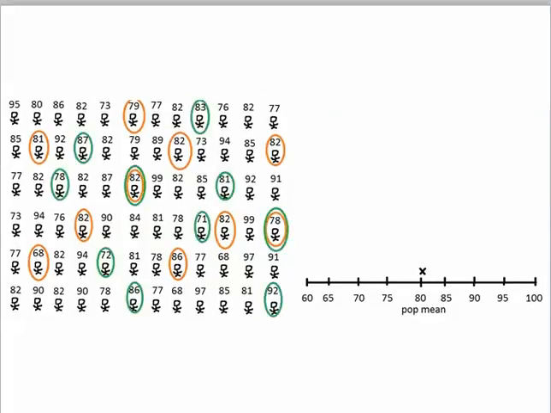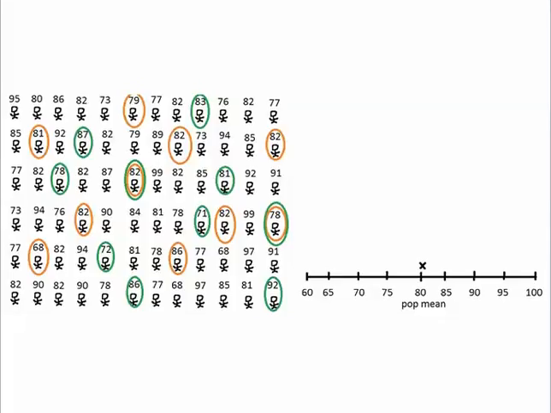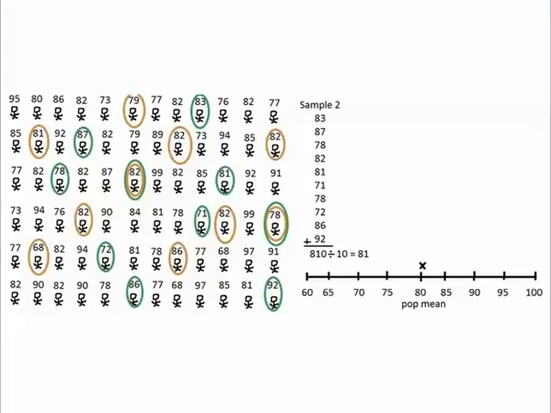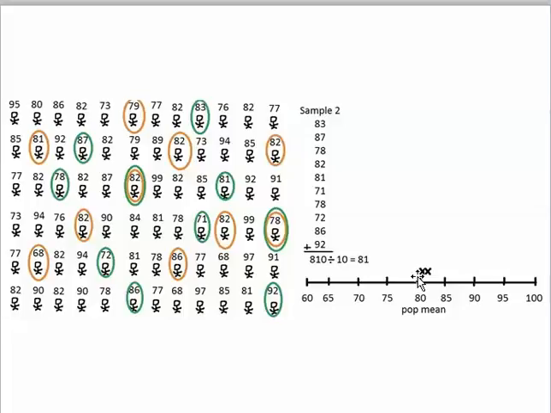Here's another possible sample of 10 students in the green circles, and these 10 students will have their own sample mean. If we add their 10 exam scores and divide the total by 10, we get a sample mean of 81. So right here, we have the mean of the 10 students in the orange circles, and right here we have the mean of the 10 students in the green circles. Those 2 samples are 2 different possible samples of 10 students that could be chosen from this population.